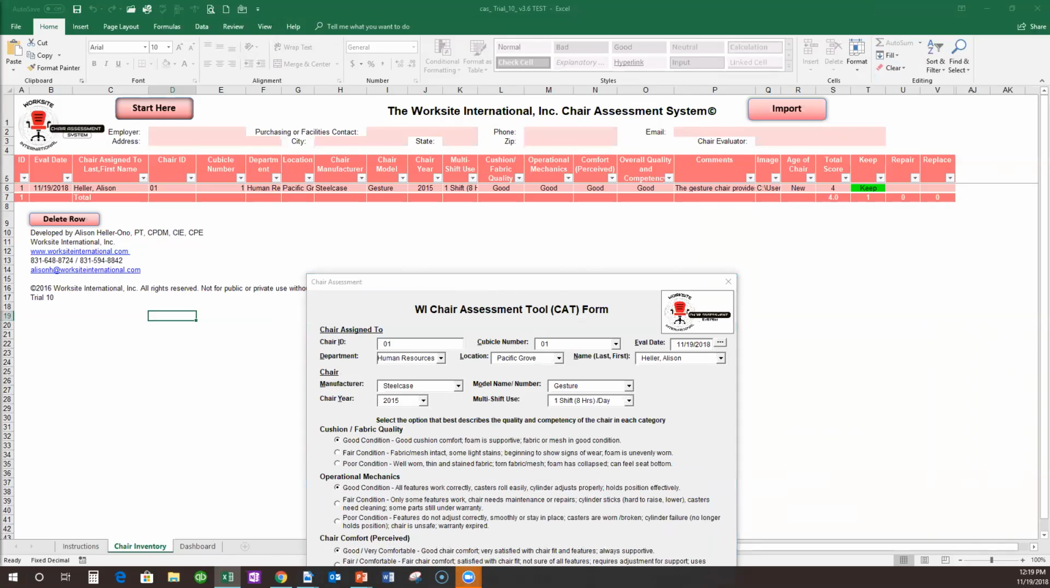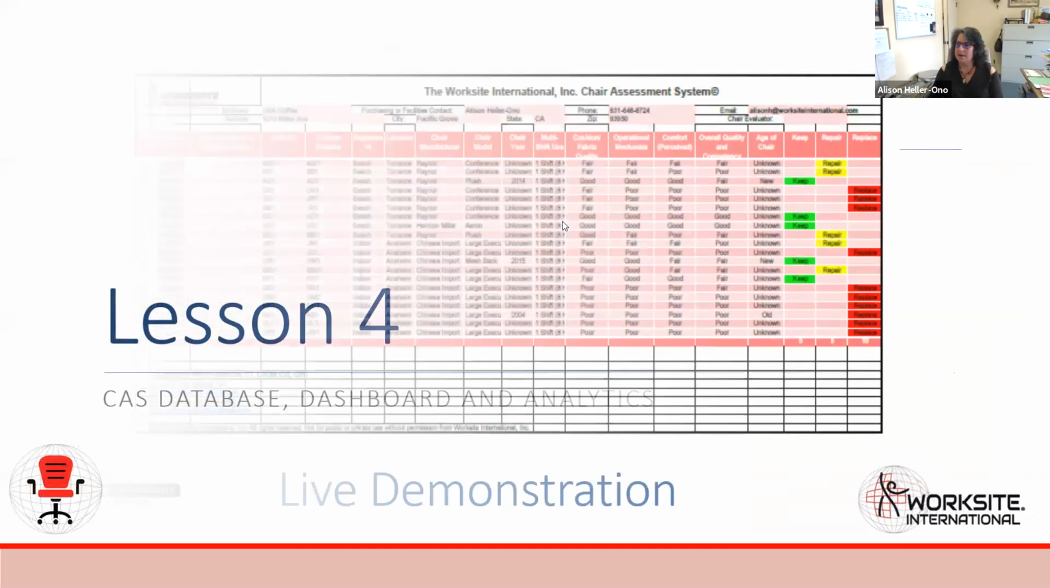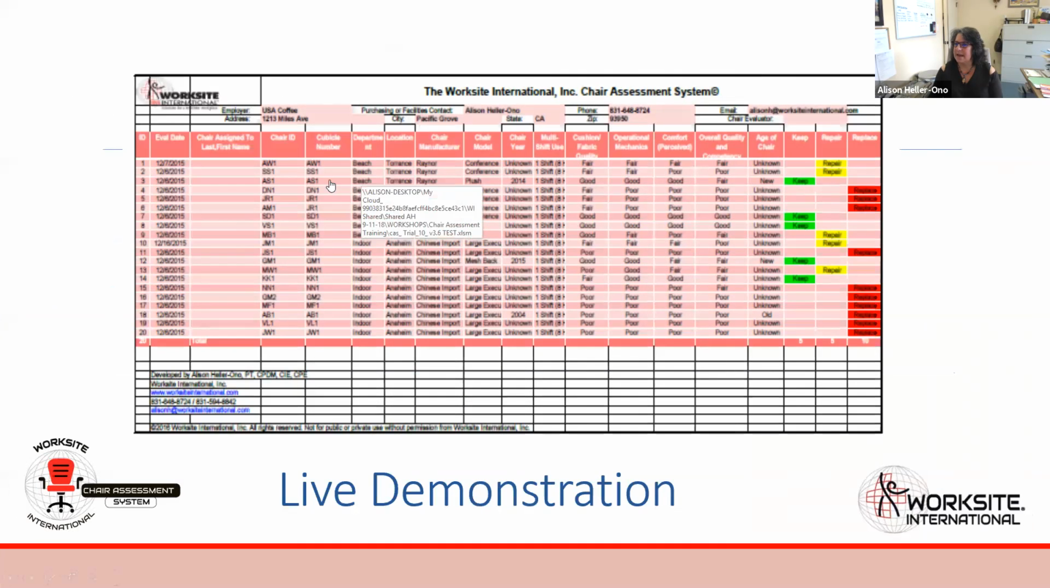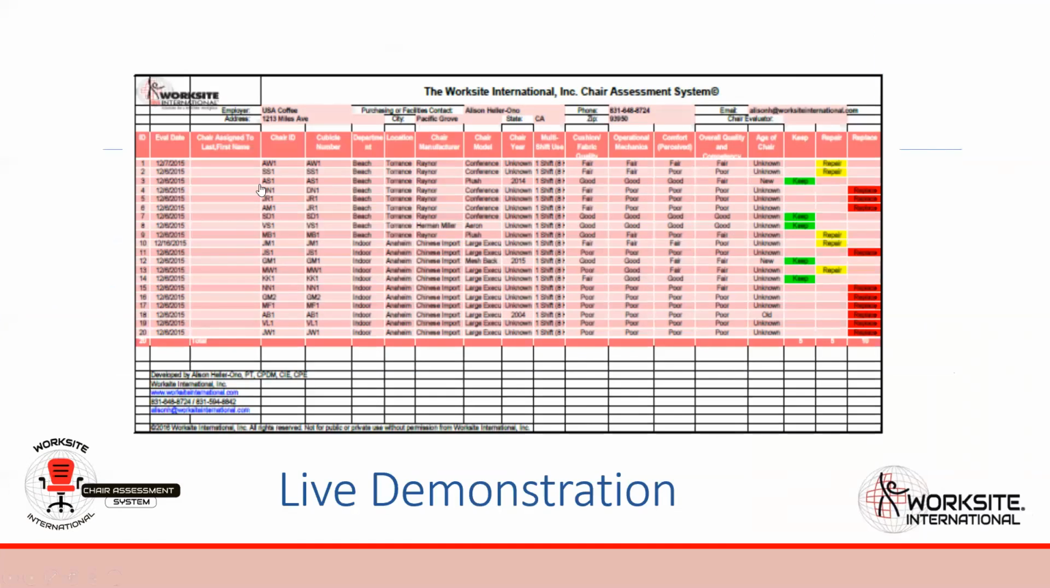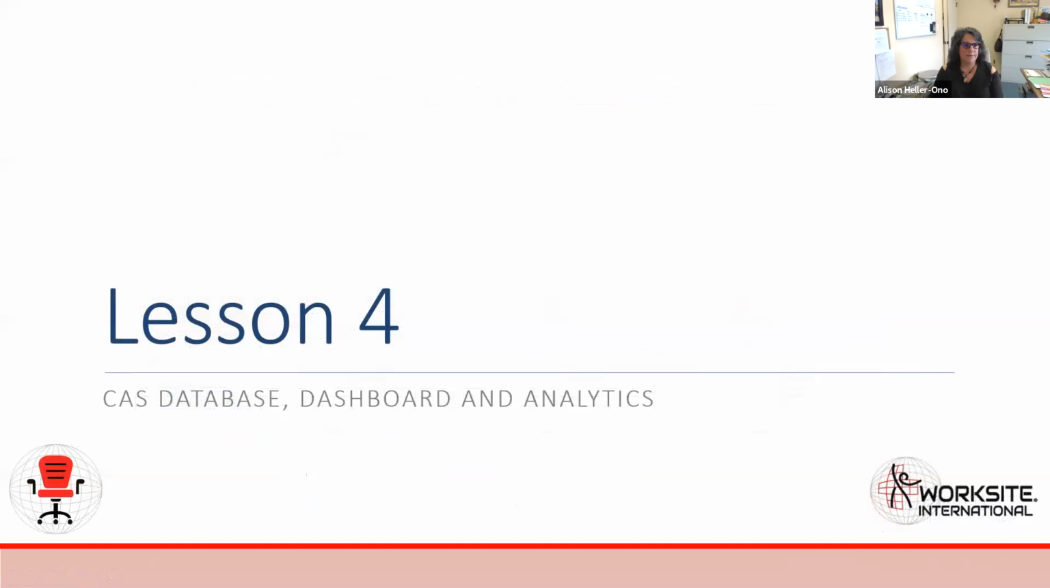Now I'm going to go back here, and you can see this is a database sample. As you go along, you'll have the individuals' names, the chair IDs, the cube number, the departments, the location, the manufacturers, the chair model, chair year, and multi-shift use. All this will populate for you, and at the end, it's going to tell you whether to keep, repair, or replace.